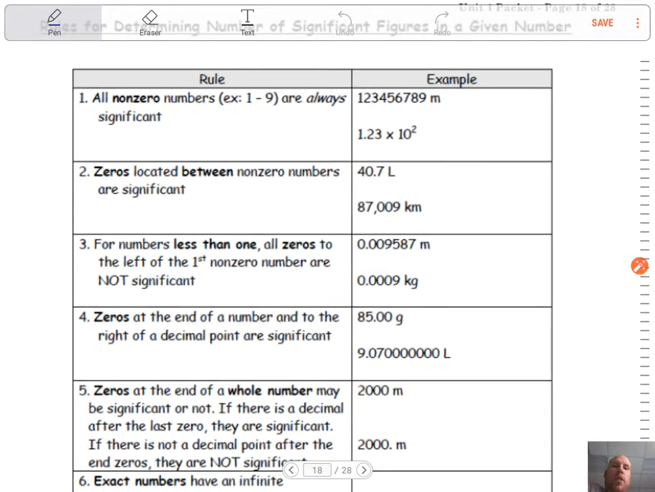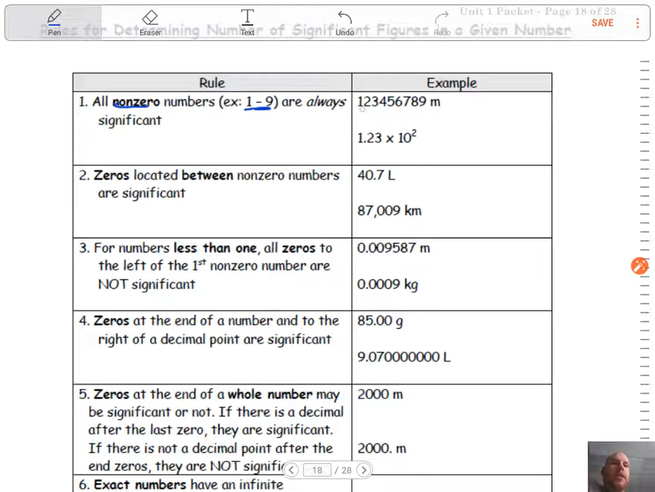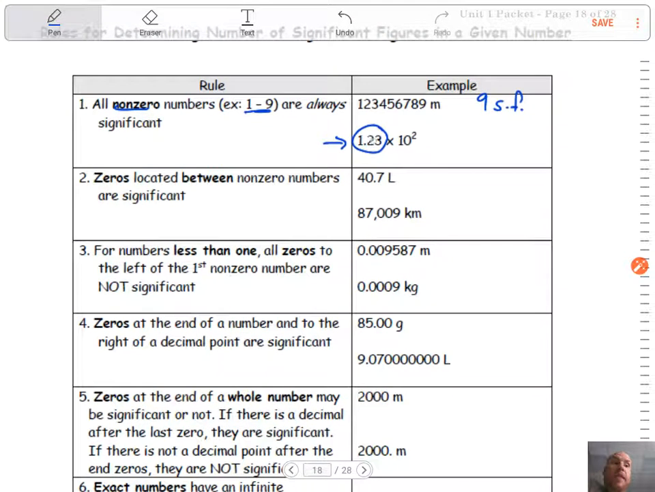So, rule number 1, all non-zero numbers are significant. When you see something that's 1 through 9, it's always going to be significant. So here's our example: 1, 2, 3, 4, 5, 6, 7, 8, 9. All of those numbers are significant. We have 9 sig figs in that number. If we take a look at the second example, scientific notation is easy. Whatever numbers you see in the mantissa, bam, that's how many you have. Count them up. We have 1, 2, 3. So we would have 3 sig figs here because they're all non-zeros. So far, so good, right?